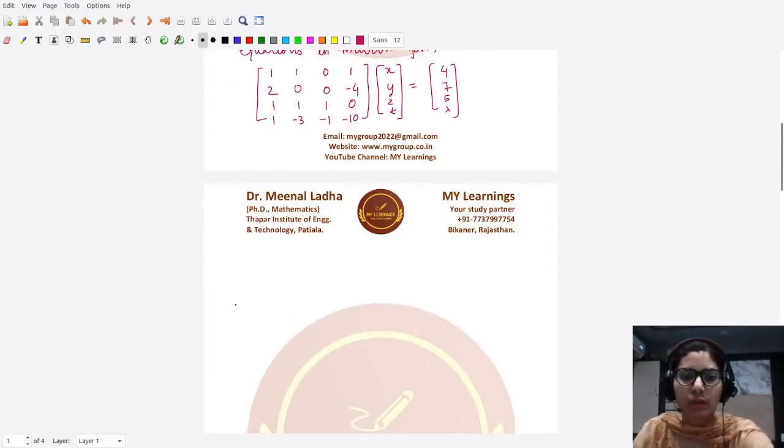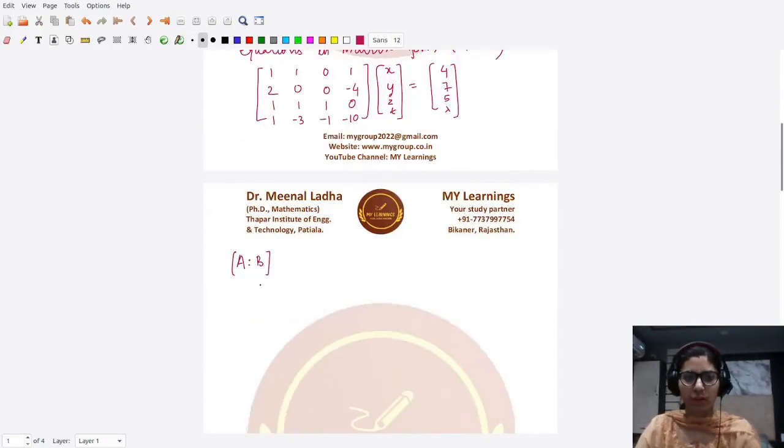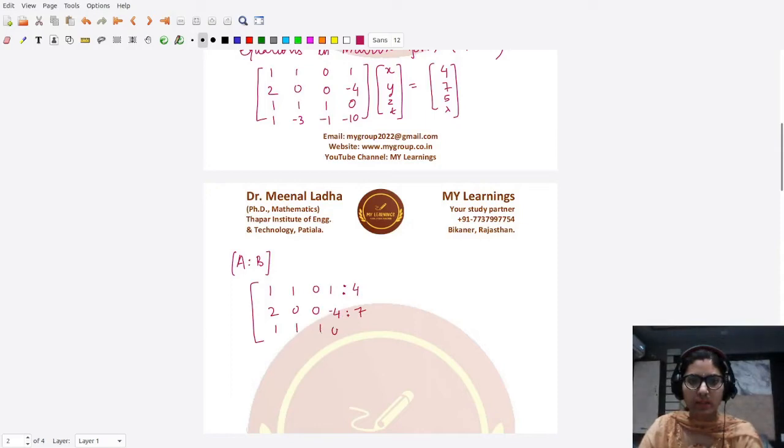So here what we do, we create an augmented matrix of this kind [A|B]. If we say in the matrix form AX is equal to B, then we can write this in the augmented form as the matrix 1 1 0 1 augmented with 4. So we are writing the elements of one row together. Next would be 2 0 0 -4 with 7, then 1 1 1 0 with 5, then 1 -3 -1 -10 with lambda. So this is our matrix.